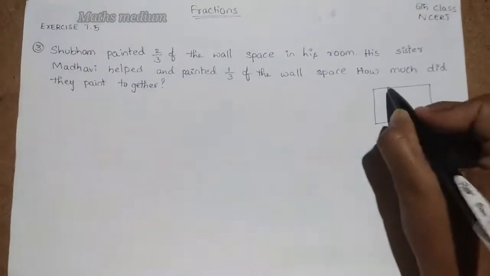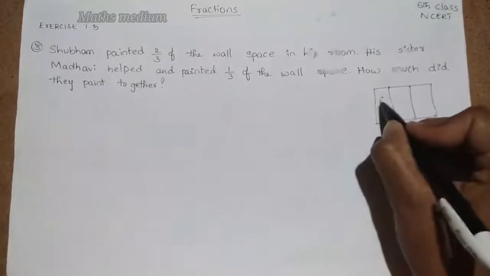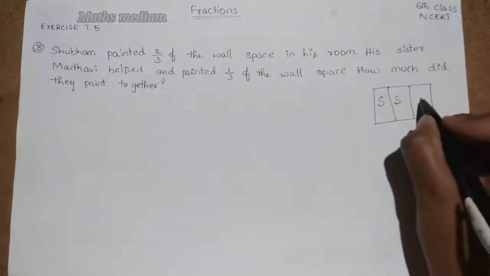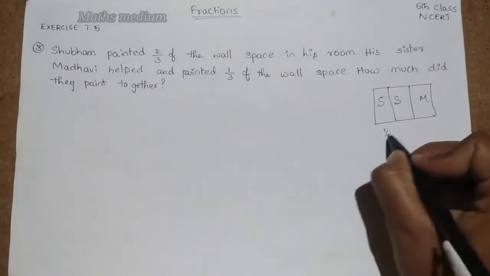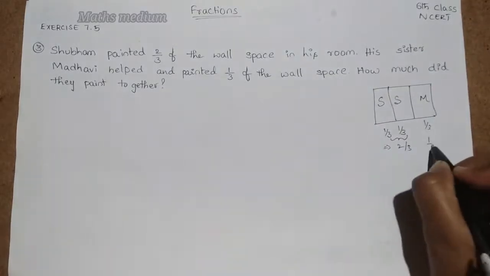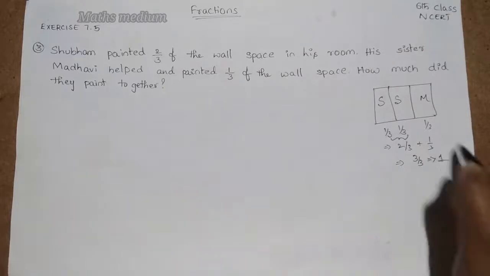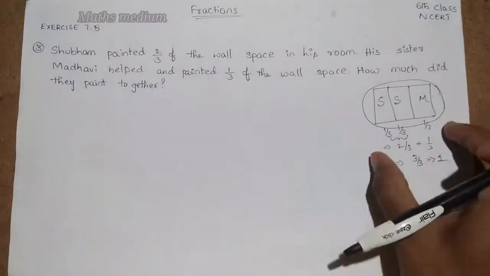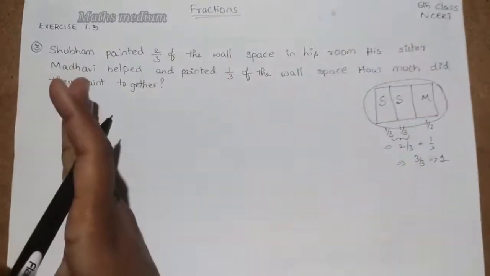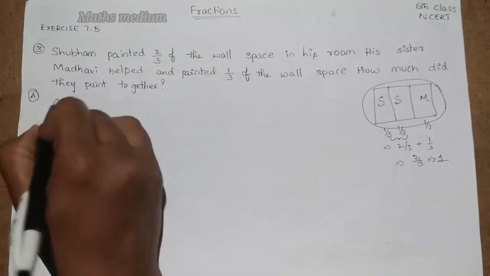So divide it into 3 parts. Shubham painted 2 by 3. This is painted by Shubham. And her sister Madhavi helped and painted 1 by 3 of the wall. So this contains Madhavi, because this is 1 by 3, 1 by 3, 1 by 3. Here these 2 give 2 by 3 and this is 1 by 3. So by adding these 2 we get 3 by 3. It means 1, it means the full wall. So from this example we get the answer. I hope you understand this. Apply this in the form of steps, then we will get a better understanding of the question also. So let's take the answer.